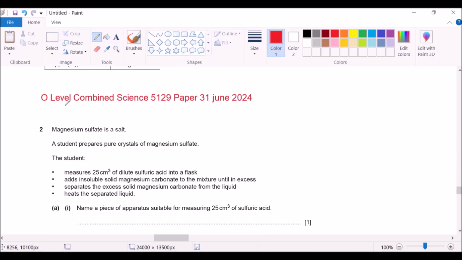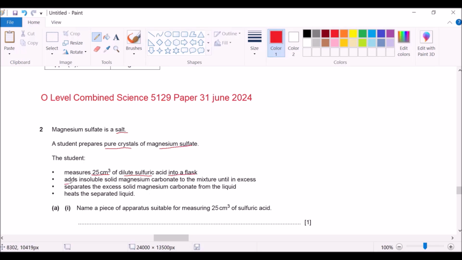Now we go to O-Level Combined Science 5129, paper 31 for June 2024. Magnesium sulfate is a salt. A student prepares pure crystals of magnesium sulfate. The student measures 25 cubic centimeters of dilute sulfuric acid into a flask.